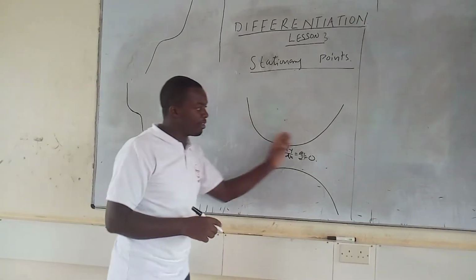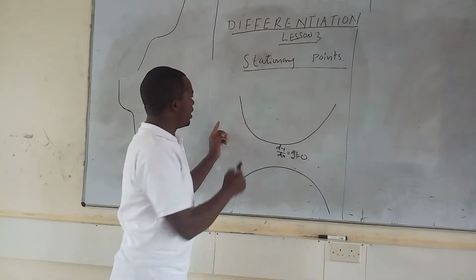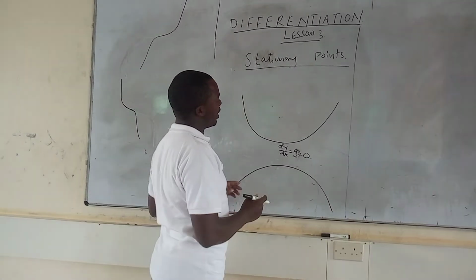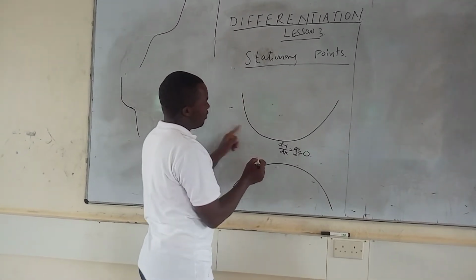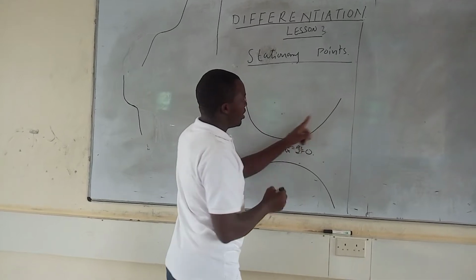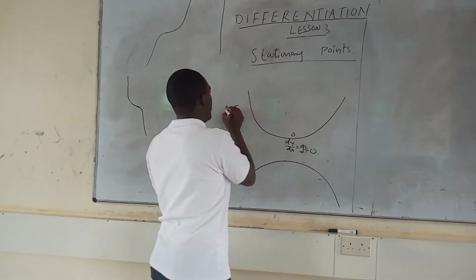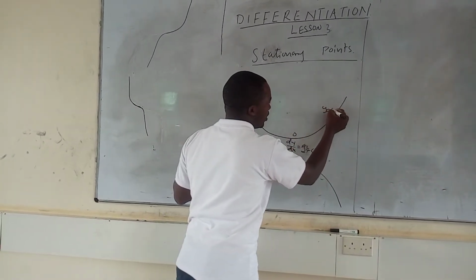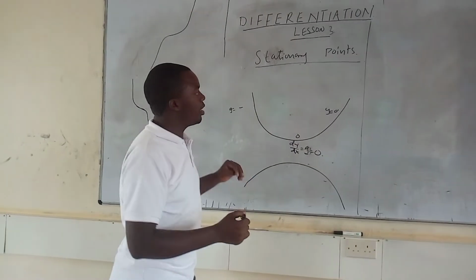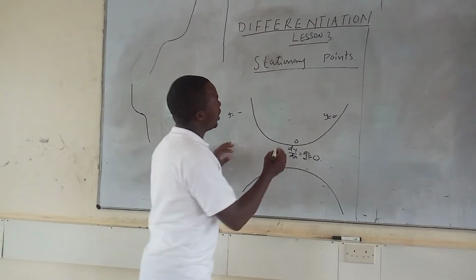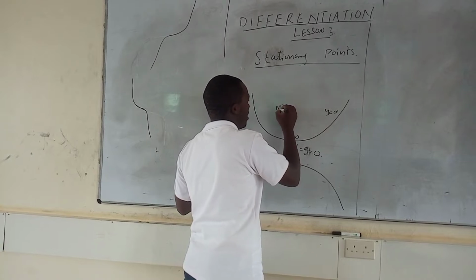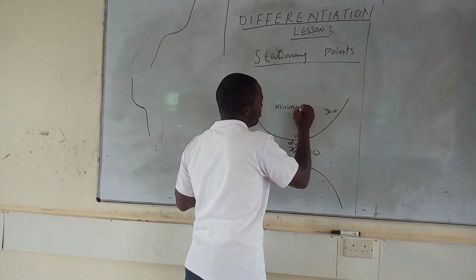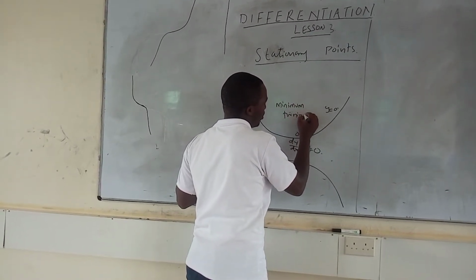If you look at this curve very clearly, you can see that if you find the gradient on this side, it's going to be negative. If you find the gradient here, it's going to be 0. If you find the gradient here, it is going to be positive. And such a turning point, we call a minimum turning point.